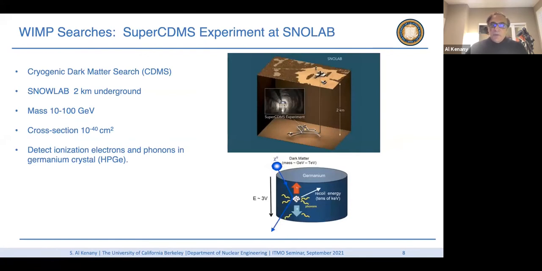A lot of research effort goes into very expensive types of research. There is the SuperCDMS experiment at SNOLAB, 2 kilometers underground, and the search mass criteria is 10 to 100 GeV with a cross section of 10 to the minus 40 square centimeter. The way this works is using germanium detectors in an electric field. When a WIMP particle interacts with a germanium nucleus, it will recoil at an energy of tens of keV, producing electron and electron hole, and this can be detected by ionization electrons and phonons in the germanium crystal.